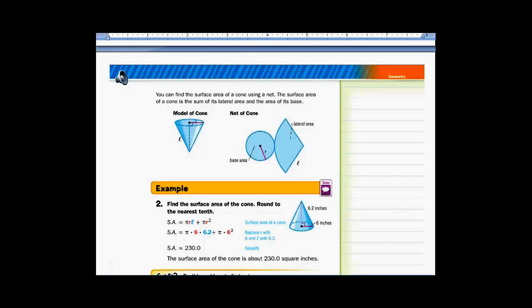Find the surface area of the cone, rounded to the nearest tenth. So lateral surface area, pi r L, pi times radius times 6.2, plus pi times radius squared. That will give you the area of the circle at the bottom, pi times radius squared, so pi times 36. Add those two things together. It comes out to right at about 230 square inches. So same formula as we have been using. They're just putting them together.